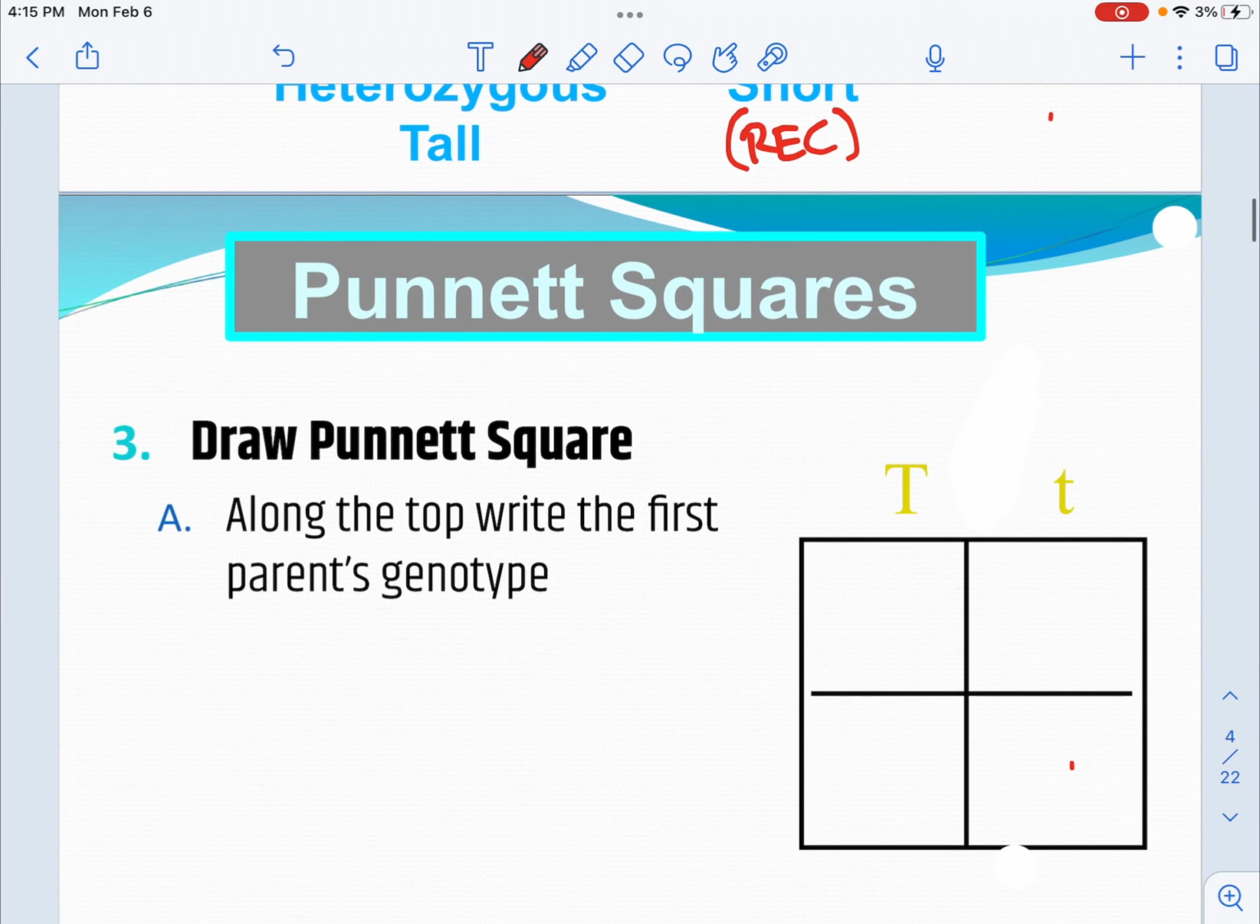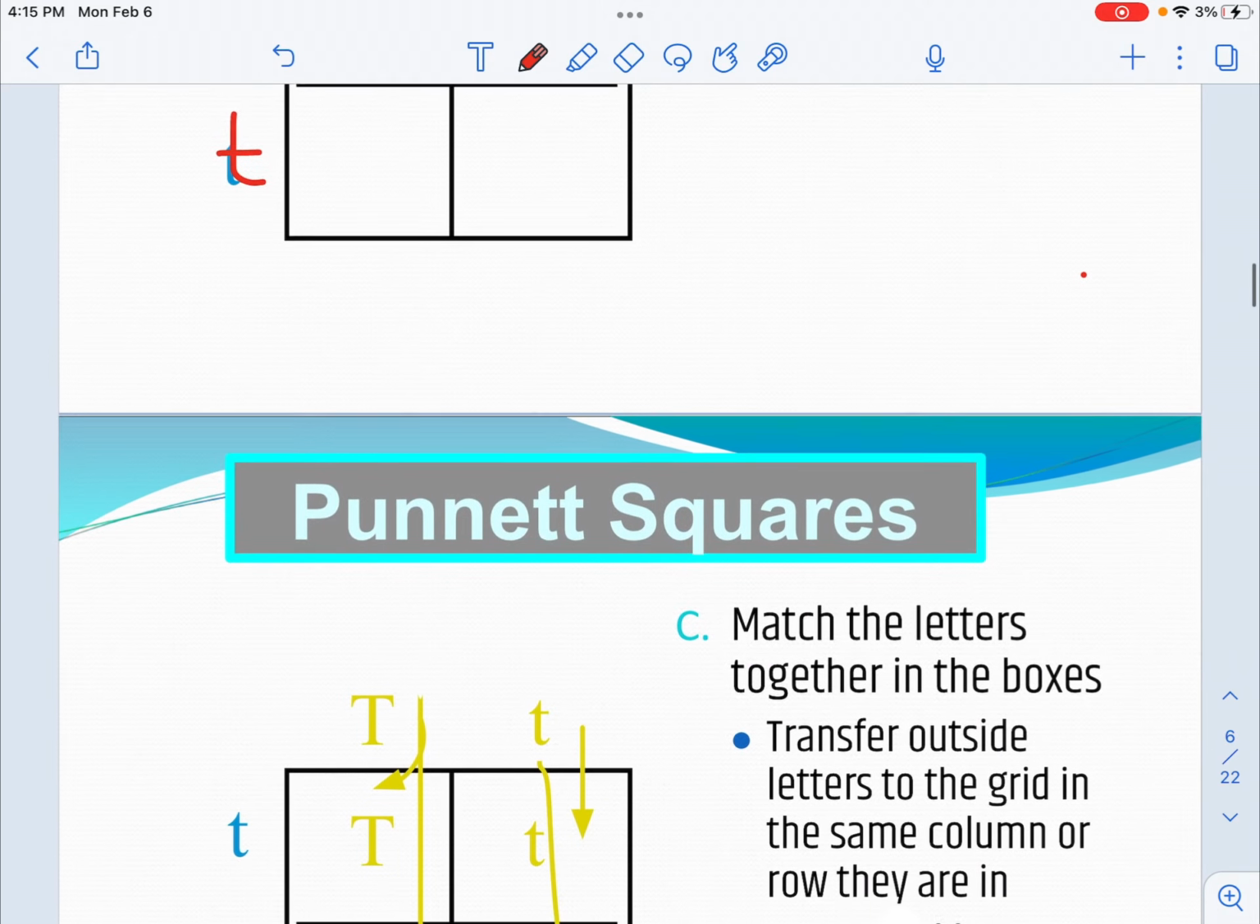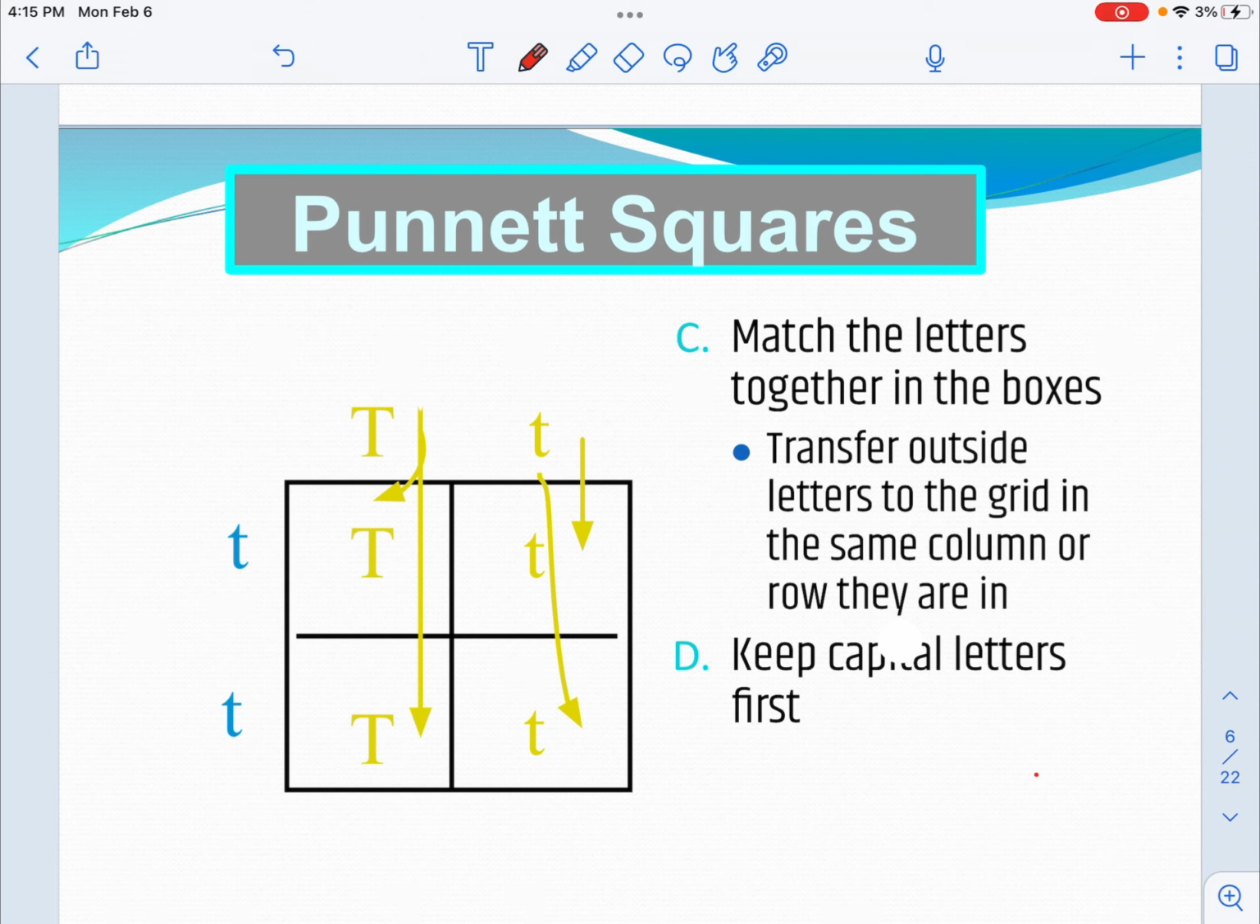Step number 3, we pick one of the parents and we write that along the top. In this case, I wrote the heterozygous individual up at the front. And then the second thing we do is write the second parent along the side. From there, anything at the top comes down. So we can see this T is going there, that T is going there, little t goes there, second little t goes there. The other important thing to note here is that we always want to keep the capital letters first.